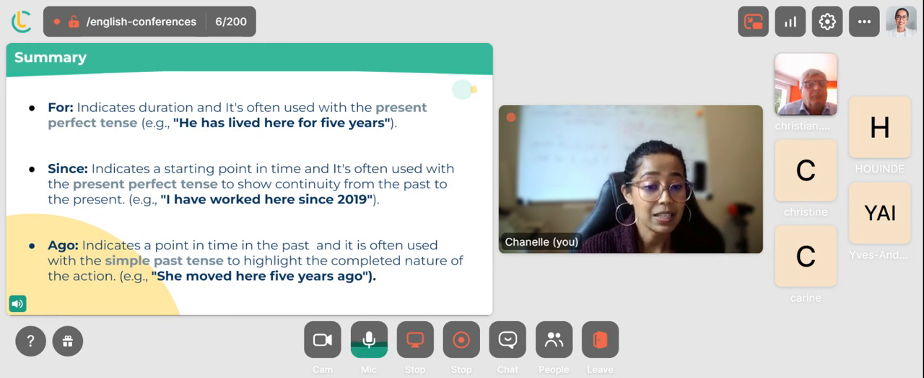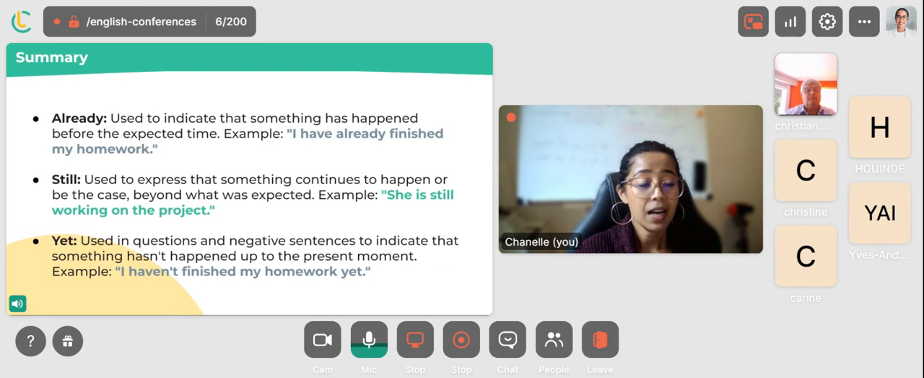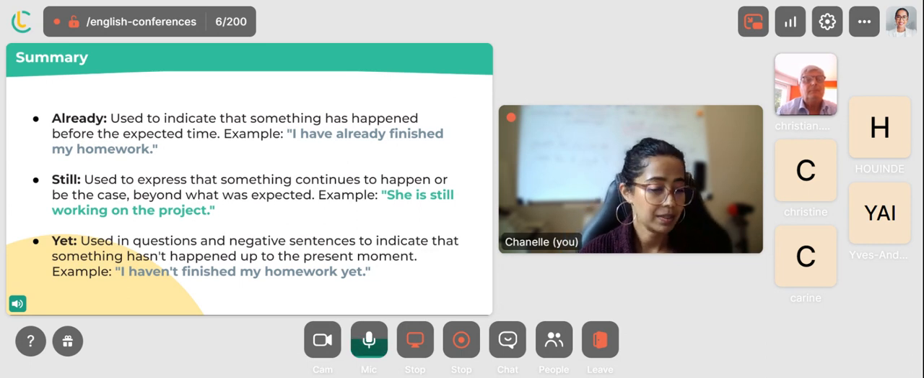Ago indicates a point in time in the past, and it is often used with the simple past tense to highlight the completed nature of the action. For example, she moved here 5 years ago. Remembering that ago comes at the end of the sentence. Already is used to indicate that something has happened before the expected time. For example, I have already finished my homework.